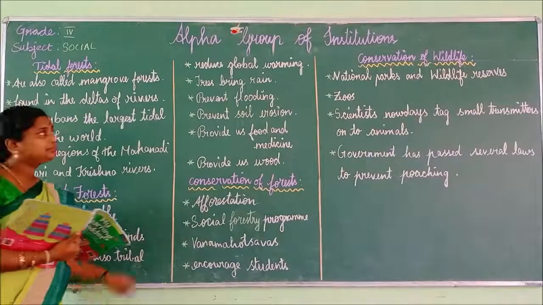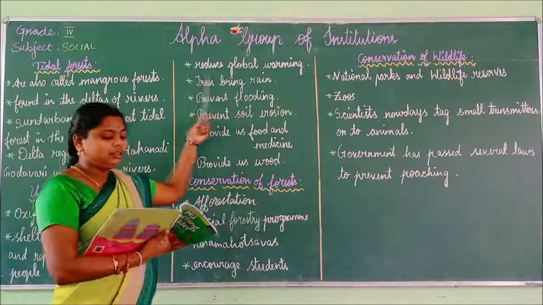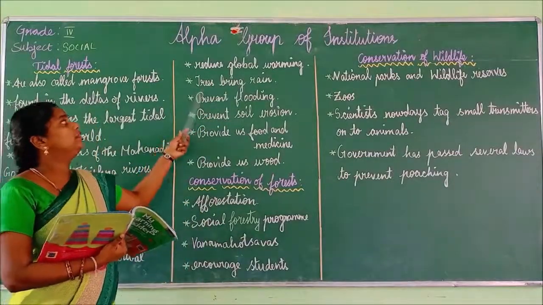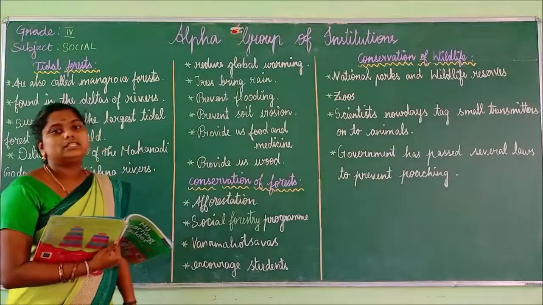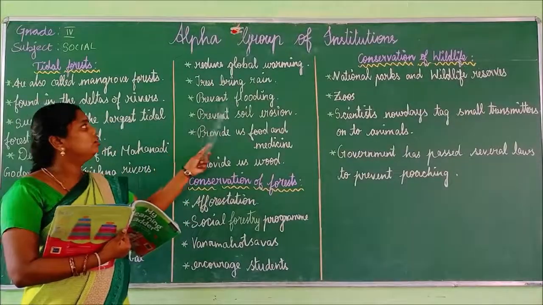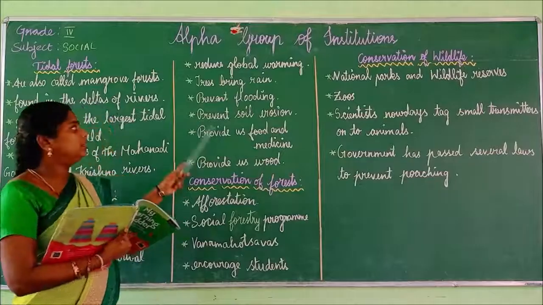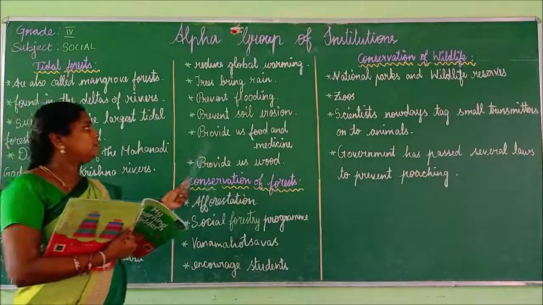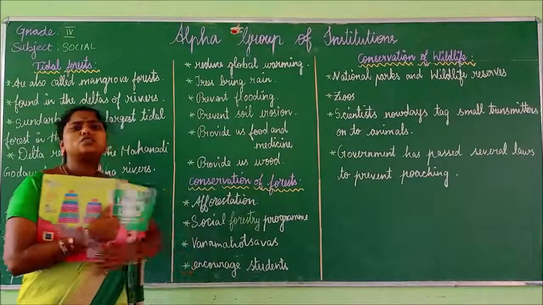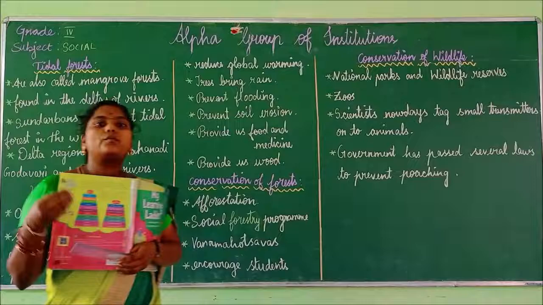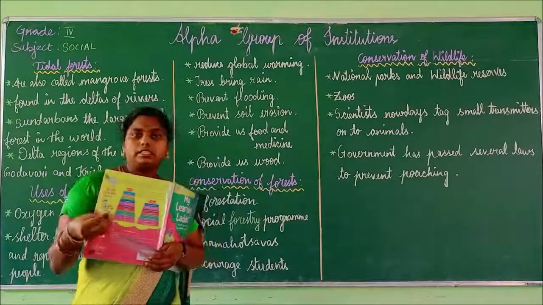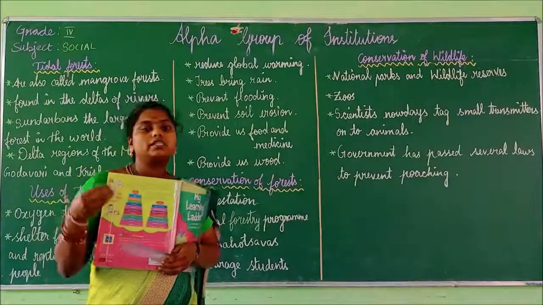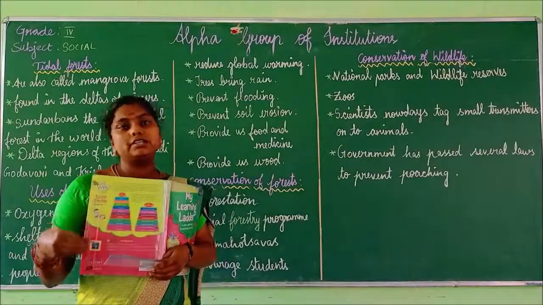Is it clear, children? The next one, they reduce global warming. Trees bring rain, prevent flooding, and prevent soil erosion. They provide us food and medicines. There are so many kinds of plants and trees which provide us food as well as medicines, and leaves which will protect our body and give us energy.